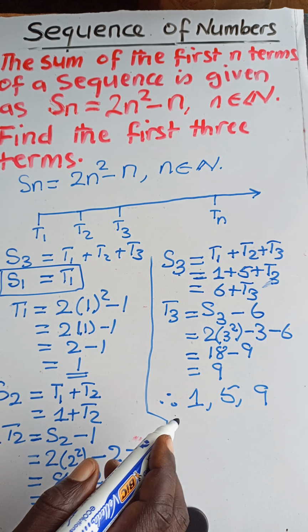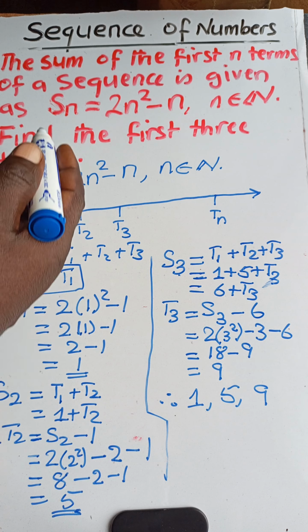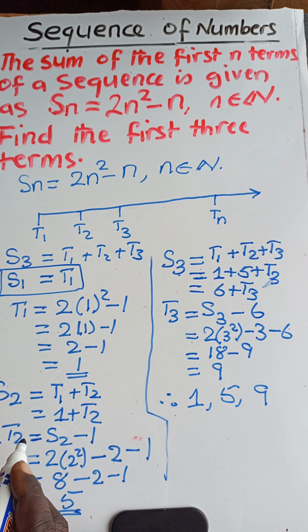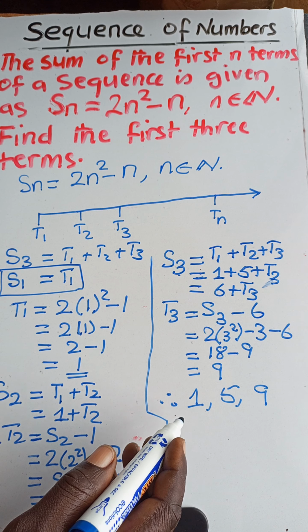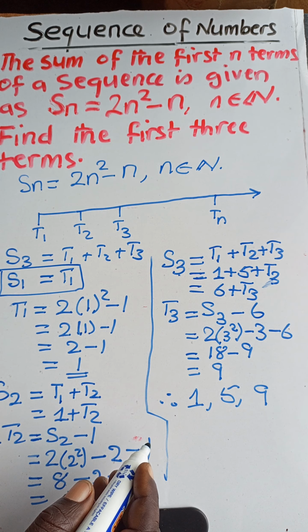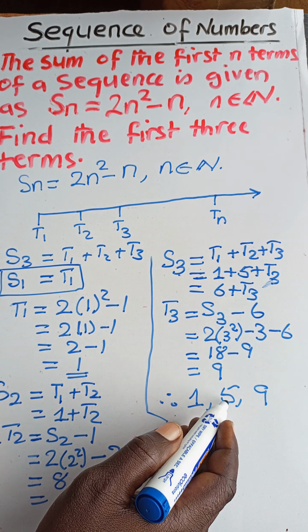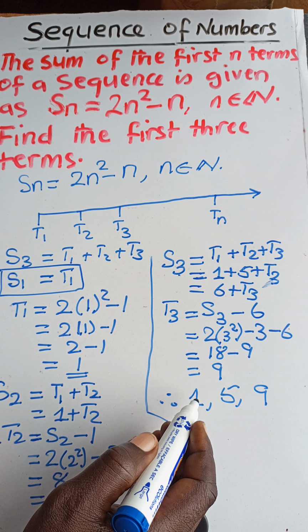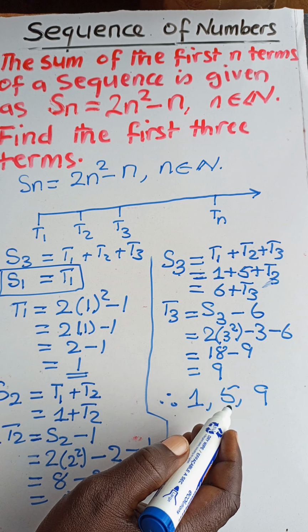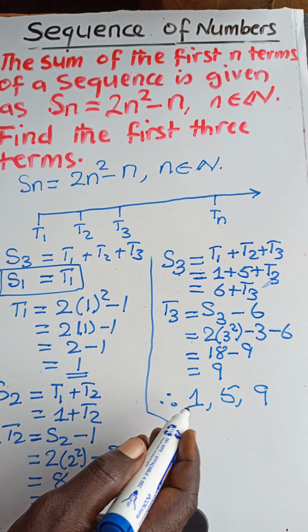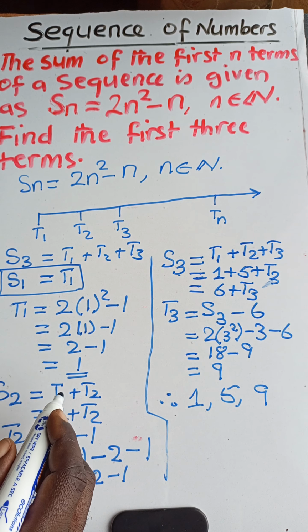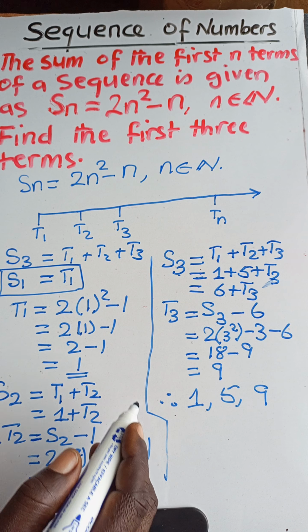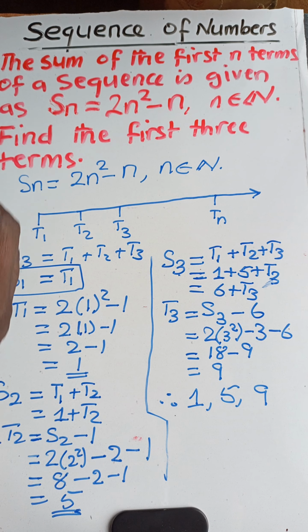And if we're asked, for example, to give the type of the sequence, we can see clearly from the terms of the sequence that it is an arithmetic progression, because the second term minus the first term gives us the same answer as the third term minus the second term. So there is a common difference of 4. So this sequence is actually an arithmetic progression, just in case we're asked to give the nature or the type of sequence.